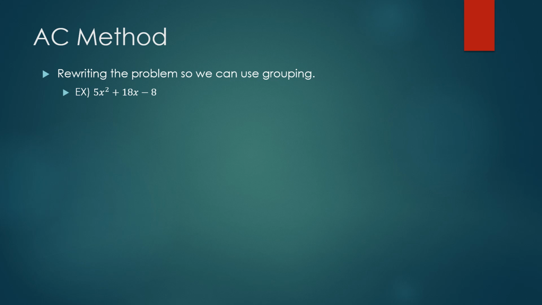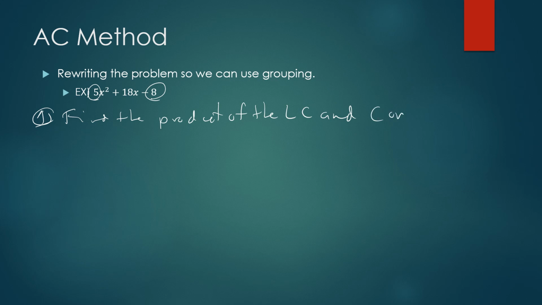The reason it's called AC is because it uses the first coefficient, or the leading coefficient, and the constant. What we're going to do first is find the product of these two numbers. Number 1, find the product of the leading coefficient and the constant. In this case, we're going to do 5 times -8, which is -40.